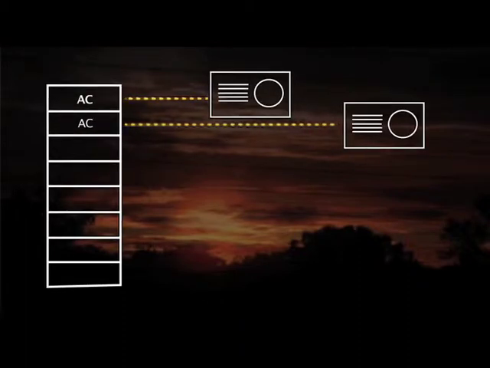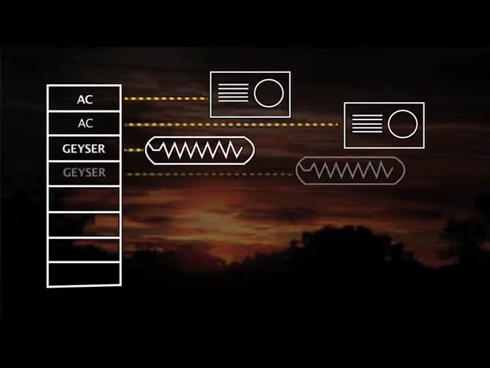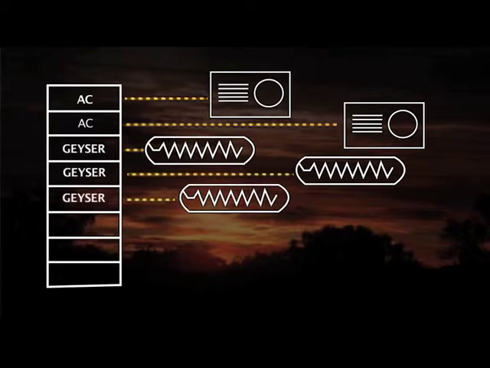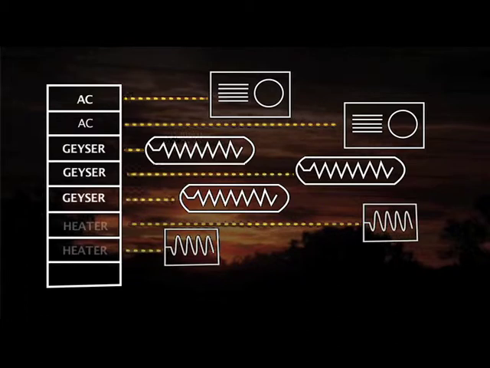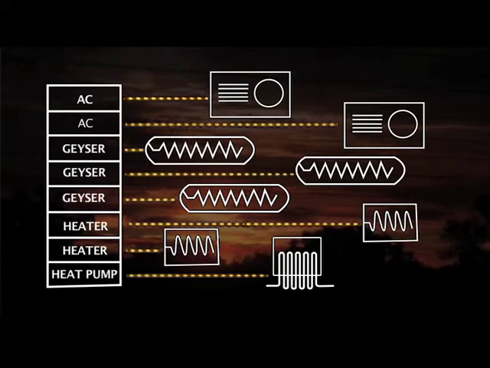Channels 1 and 2 are connected to the air conditioning in the dining room and lounge. Channel 3 controls the geyser in the east wing, and Channel 4 manages the west wing. Channel 5 looks after the geyser in the main building, and Channels 6 and 7 are connected to the underfloor heaters. Channel 8 is in charge of a heat pump.